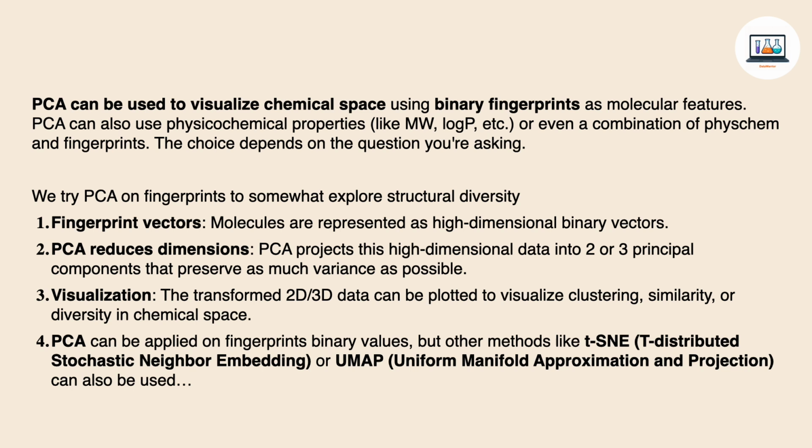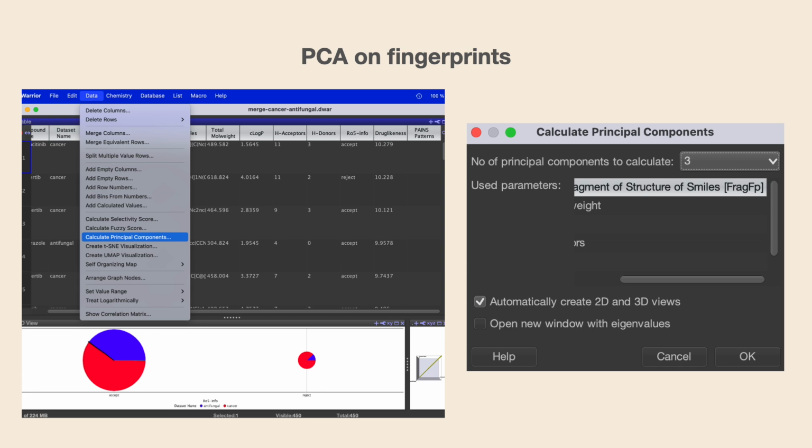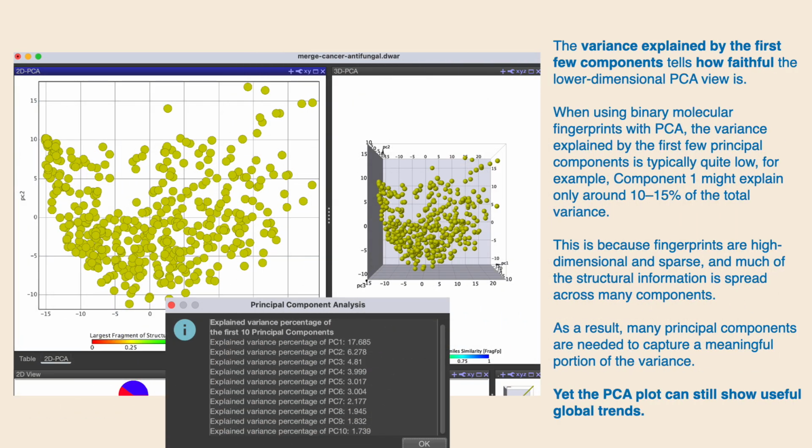It's the one that's automatically generated whenever you import molecules into the software. frag-FP is a substructure fragment dictionary-based binary fingerprint. It relies on a dictionary of 512 predefined structure fragments. To compute PCA, you select Data in the menu bar and then Calculate Principal Components. You can use default values and select frag-FP in the Use Parameters box. You now have the PCA plots in 2D and 3D.